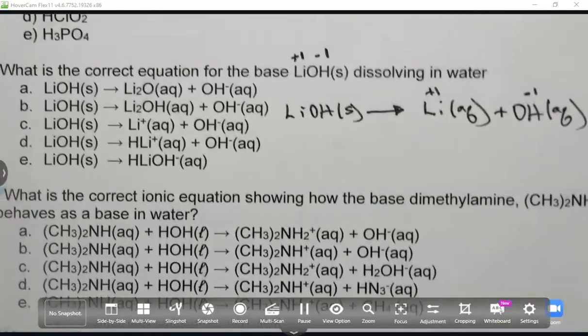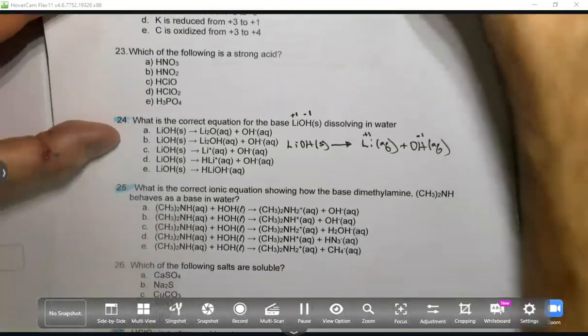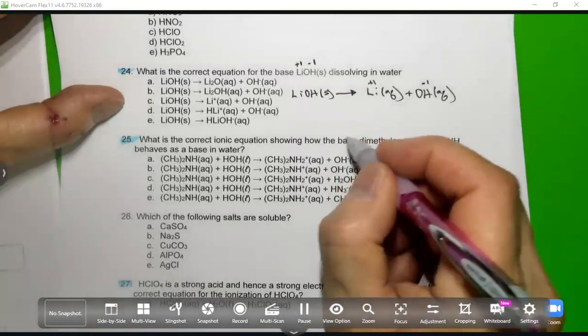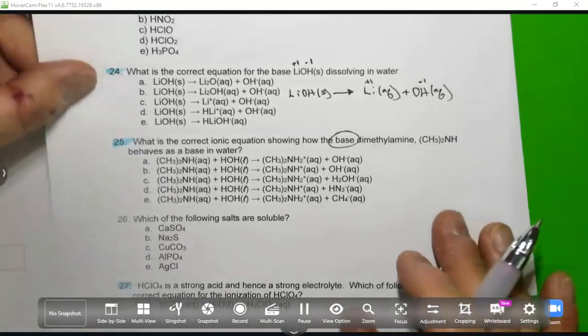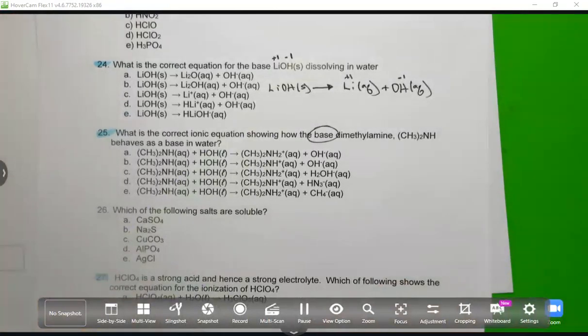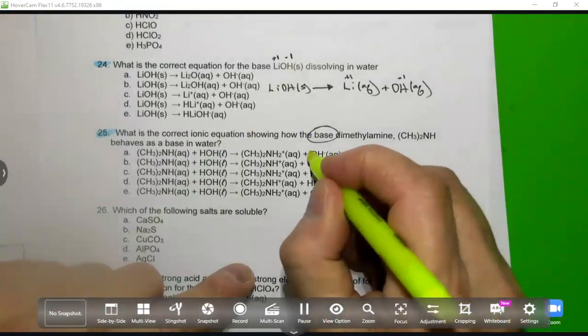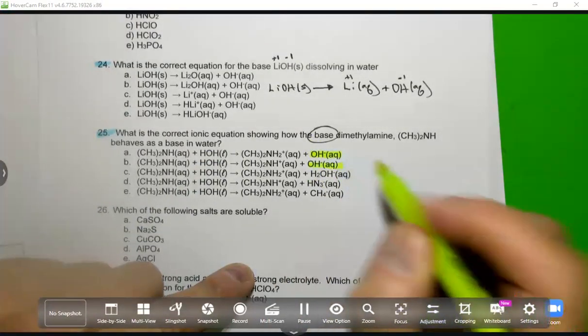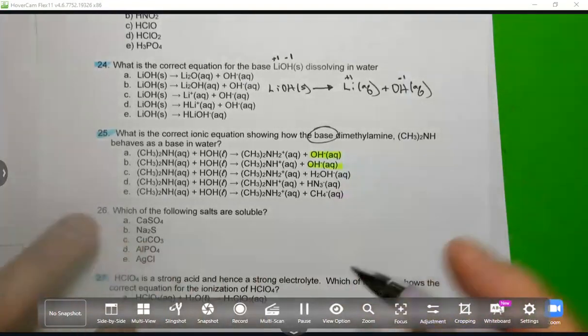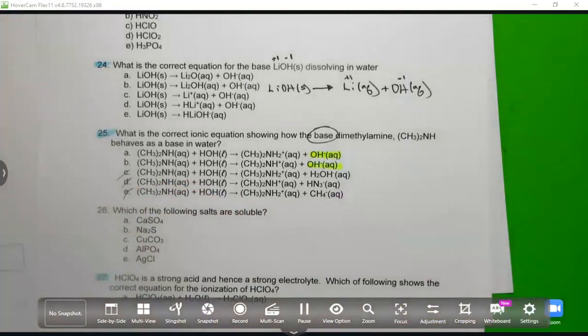Okay, let's look at 25. For 25, if we get a base, what do we need to get for a product? We have to get OH minus. So the rest of these three are junk. So we're down to A or B, because if you have a base, you've got to get OH minus.